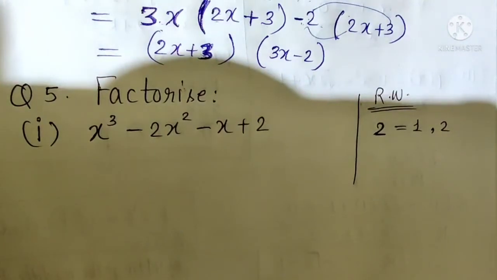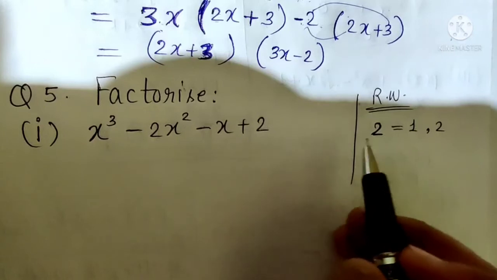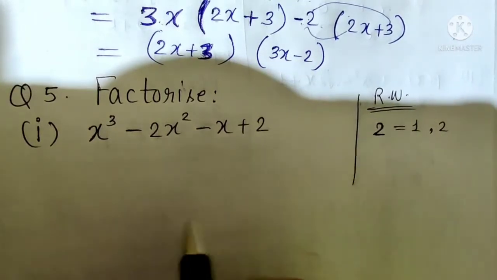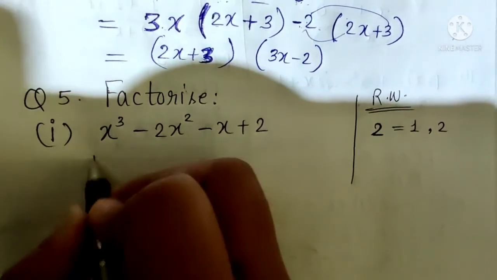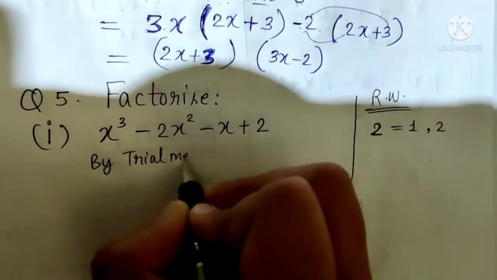How can we check it? See, factors are coming 1 and 2, right? So two factors are coming, 1 and 2. So we can say that by trial method we will try here. By trial method. What will we do? Just check here.